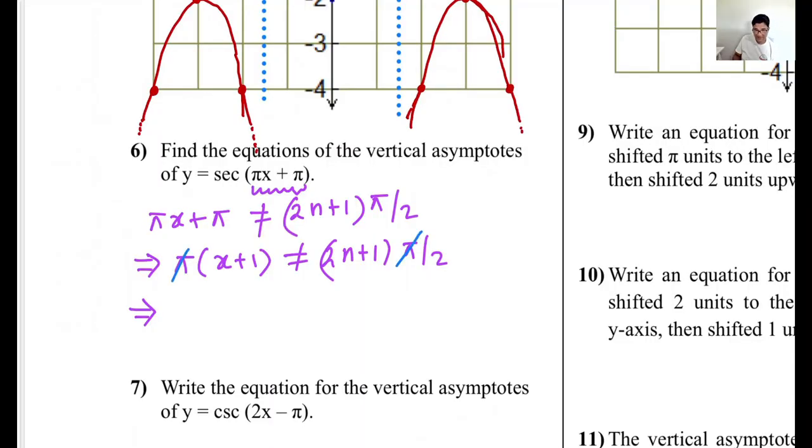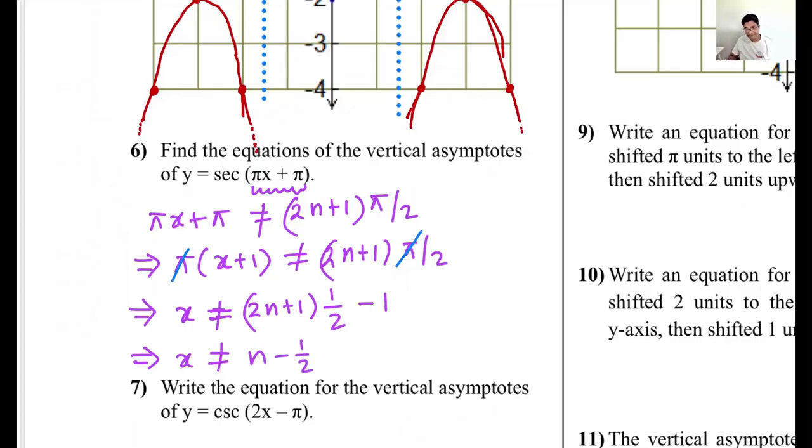And then now you can find pi on both sides of the equation. You can cancel it out. What remains is x plus 1. Take the 1 to the right side and subtract. So x is not equal to (2n plus 1) times 1 over 2. Pi has been cancelled. Okay, minus 1. And I'm going to simplify that now. That will be n plus half minus half. So it will be n minus half. So n plus half minus 1. So that will be n minus half.